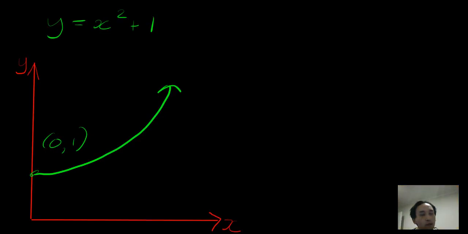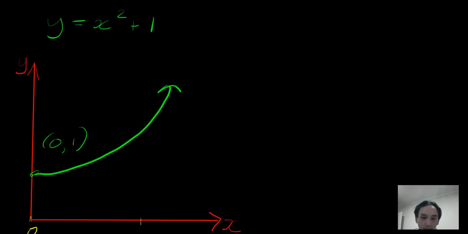Alright, so suppose you've got the curve of y equals x squared plus 1. Now it'll look like this. What we're going to do over here is try to use rectangles to approximate the area underneath the curve between, let's say, x equals 0 and x equals 3.